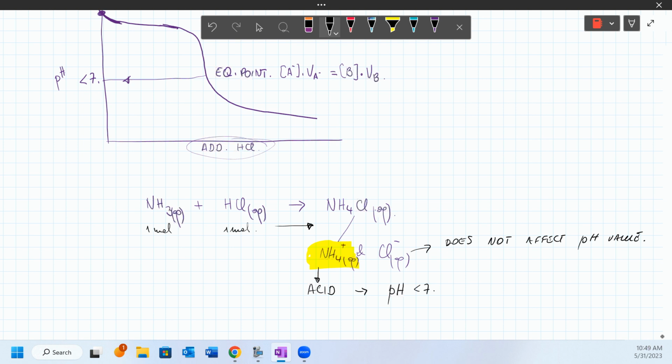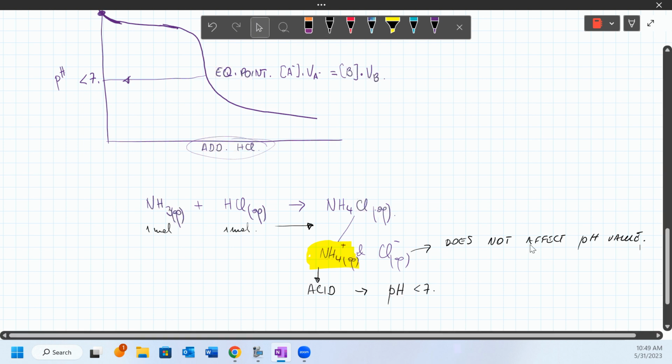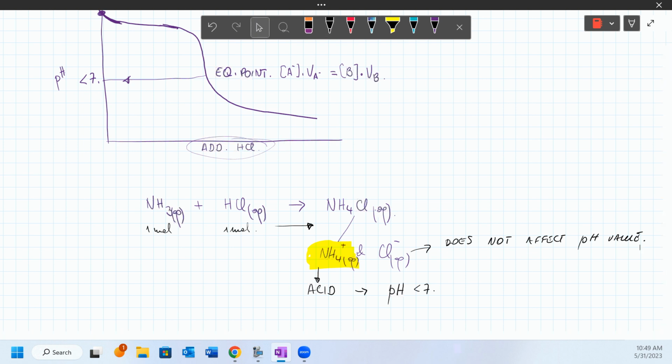So therefore, what is affecting the pH value and what is left at the equivalence point is just NH4 plus, which is an acid, and therefore the pH will be less than 7. So this is the reason. The way that you remember that it will be an acidic solution is because the strong takes the power. But you cannot say that as an answer, as a scientific answer.